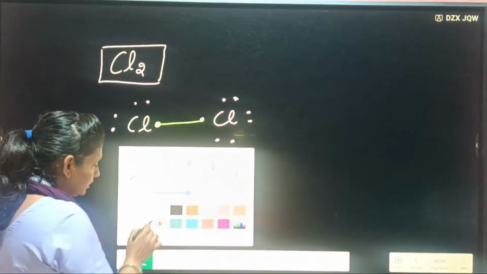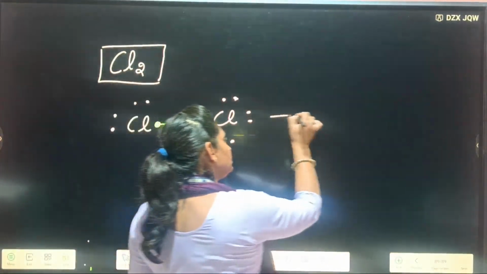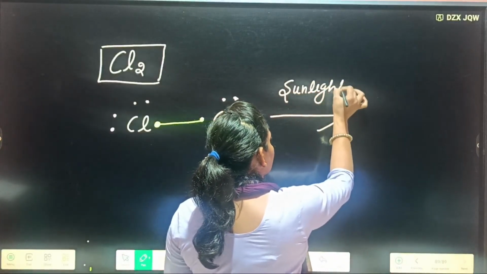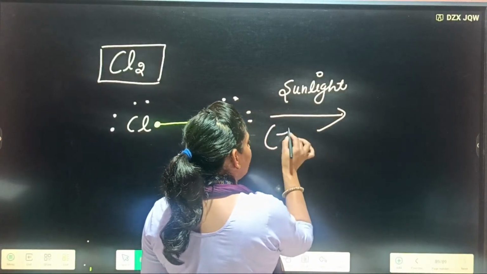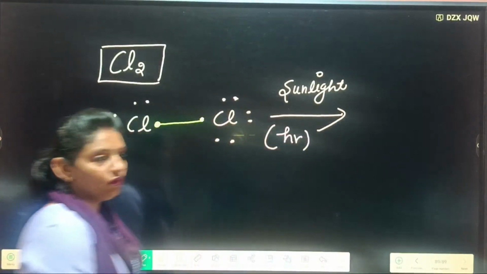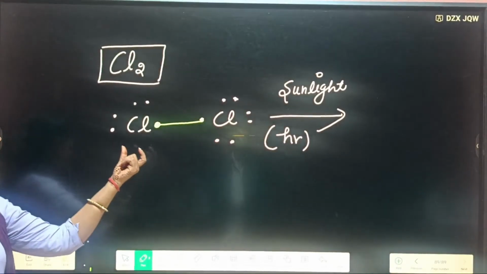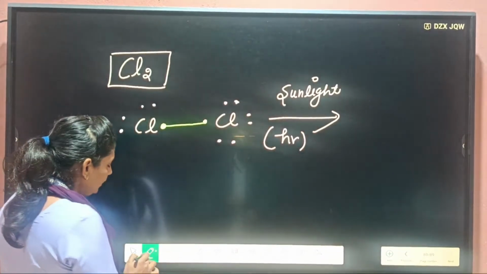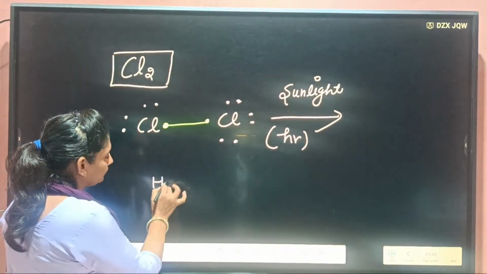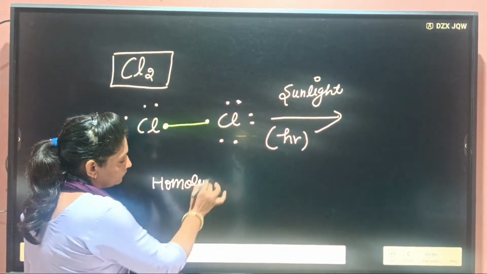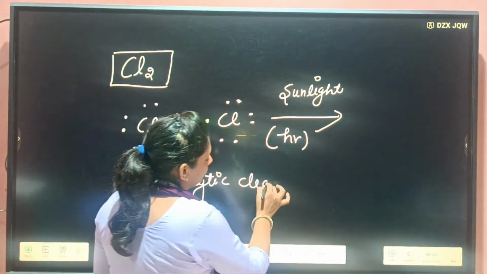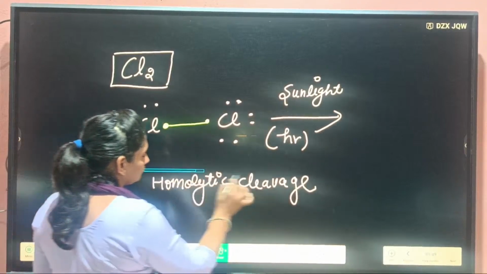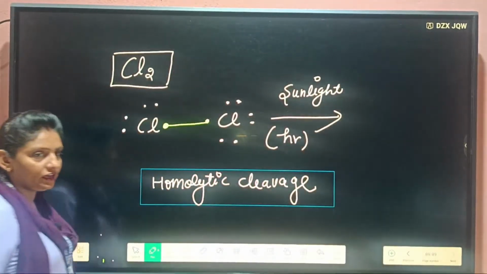But students, when sunlight, the symbol of sunlight we can write in this way, h nu, falls on this one, then what will happen? Homolytic cleavage takes place. Or we can say homolytic fission will take place, students.